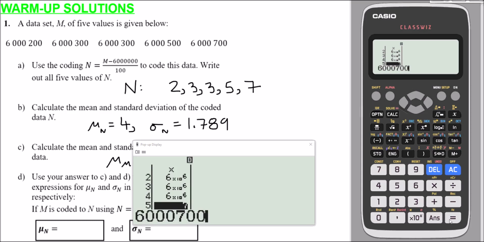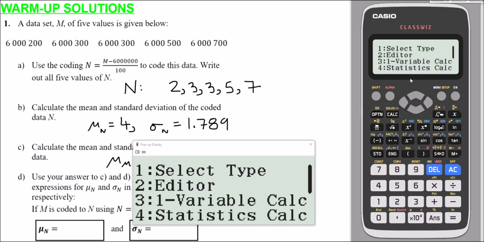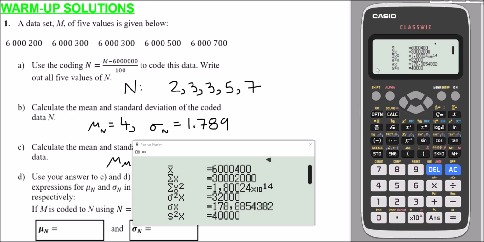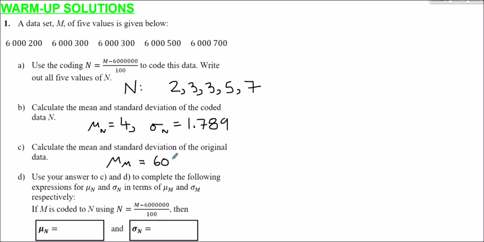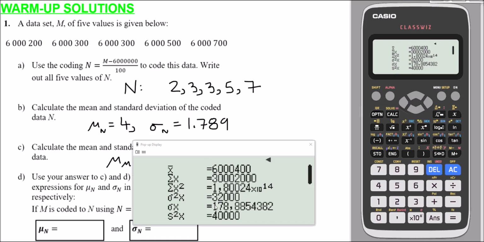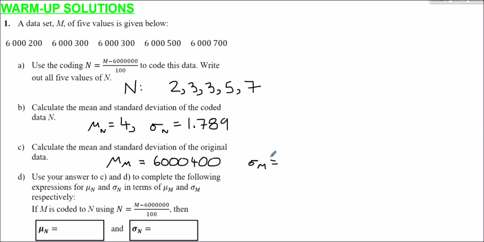And finally 6,700,000. Now we press option and one variable calculation again, and we can now see the mean of these is 6,400,000. And the standard deviation of the original data is not 1.789, but actually it's 178.9, like so.